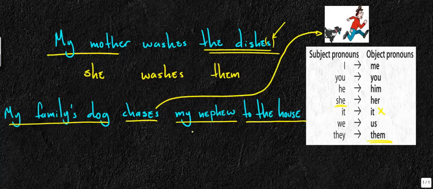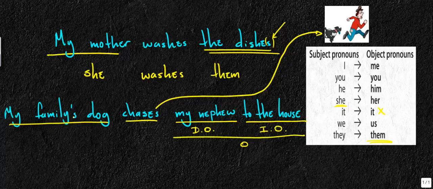Now, my nephew is what we call the direct object, and to the house is what we call the indirect object. And now, it's okay if you don't understand what is direct object and what is indirect object, because I will explain that in a different video. But right now, it is okay for you to understand that this entire phrase is the object. All right? And I'm going to change every section, the direct object and the indirect object, individually.